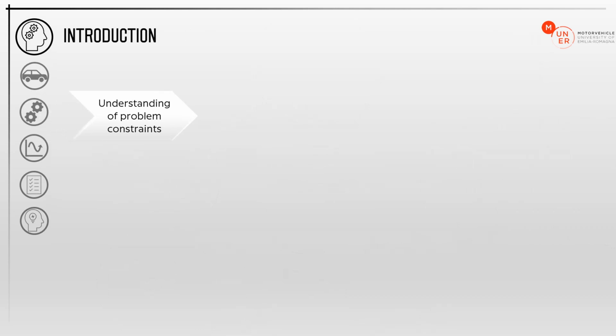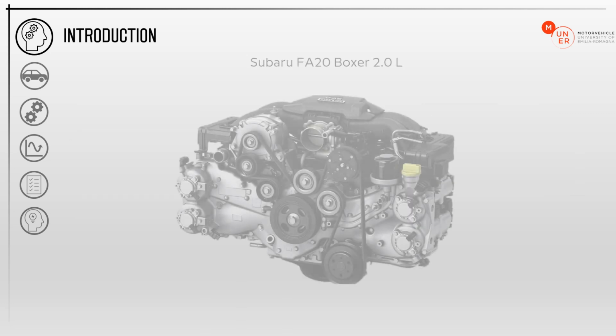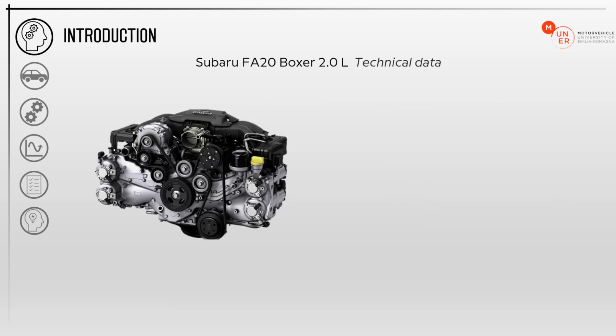This is the workflow chart of our project. First, we understood the constraints of the problem, then we defined the speed ramp of the engine and its inertial forces. We modeled the mounting system and then we wrote the equations of motion. We solved them both in transient and in steady state conditions, and at the end we moved to the frequency domain. The engine parameters are taken from the Subaru FA20 boxer engine.